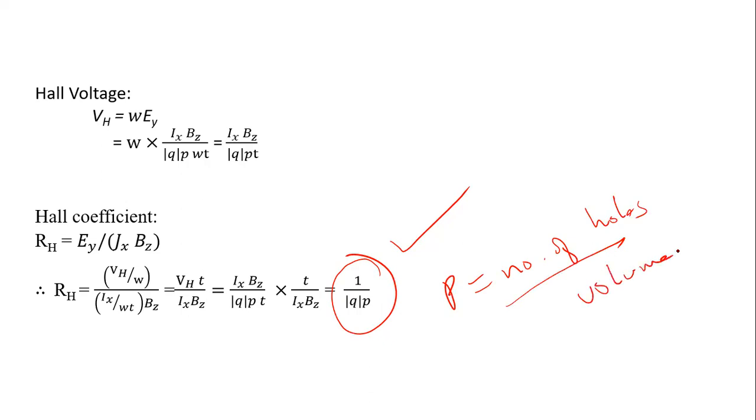Now, like I discussed before, the magnitude of charge means simply 1.6 × 10⁻¹⁹ coulomb. Yeah, that is your Hall coefficient. So here in this case, Hall coefficient is positive. In the case of n-type, Hall coefficient was negative.